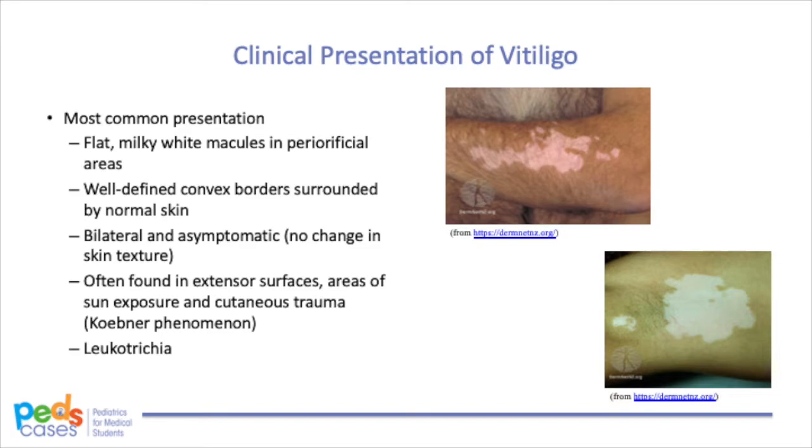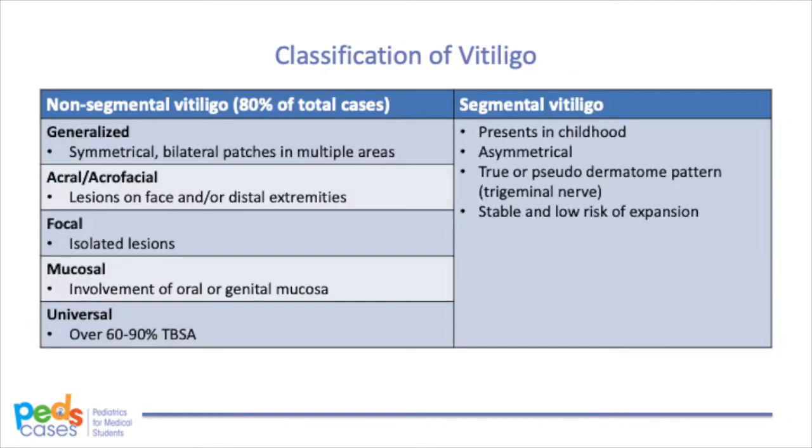Leukotrichia can also be seen in the affected skin, which is a poor prognostic sign. Vitiligo can be broadly classified into non-segmental and segmental vitiligo. Non-segmental vitiligo is more common and comprises 80% of total cases. The classifying feature being that the white patches of depigmentation are seen all over the body and often in a symmetric pattern. Non-segmental vitiligo is further broken down into 5 subcategories.